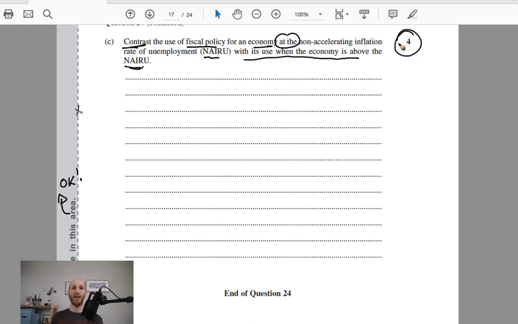So again, not providing a perfect response, but here are some ideas about how you might tackle this question. So you need to think about 1.